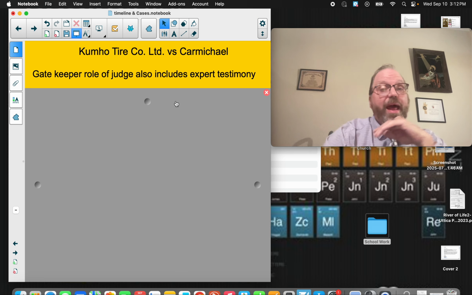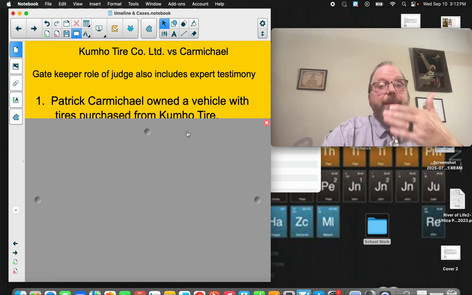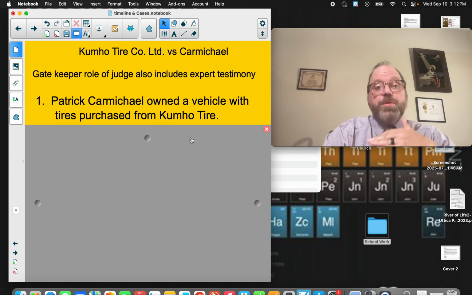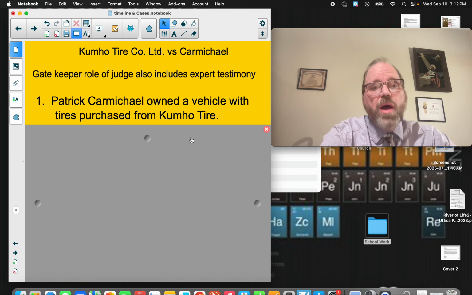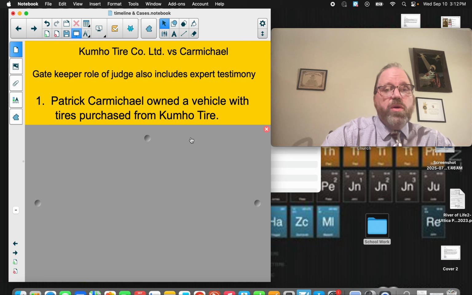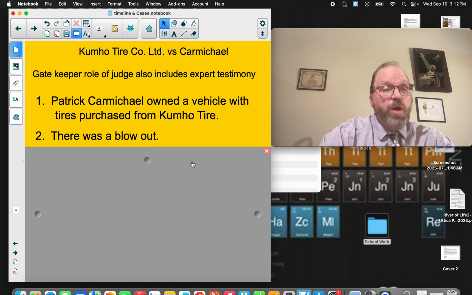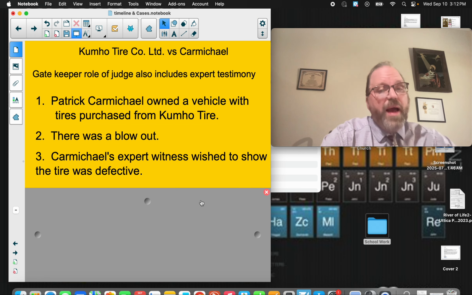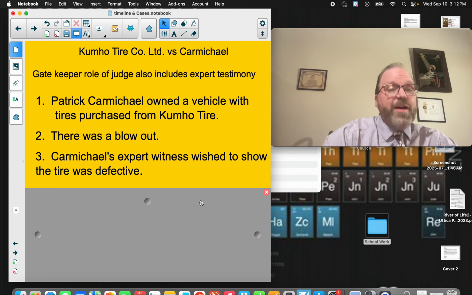Now, from now on, after this case, the gatekeeper role of the judge would also include expert testimony. So whether or not it would be allowed in would be up to the judge. The case here involved a man named Patrick Carmichael, who owned a vehicle with tires purchased from Kumho Tires. There was a blowout. His expert wished to show the tires were defective.